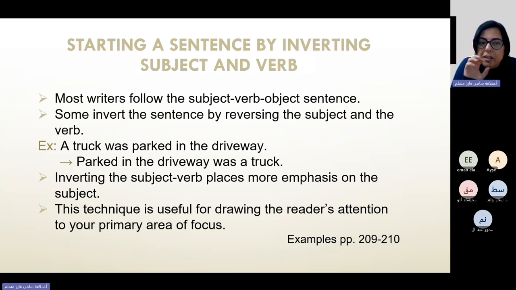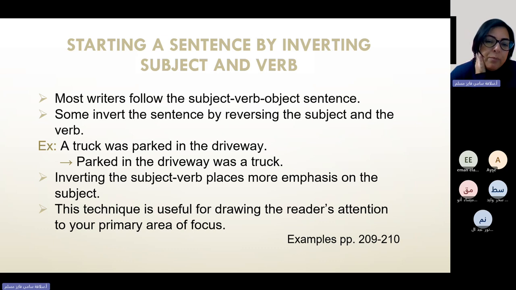When do we use this? In things that have action, okay? When we say parked in the driveway was a truck, okay? So inverting the subject, verb, place gives more emphasis on the subject. This technique is useful for drawing the reader's attention to your primary area of focus. Who is important here? The truck that was hidden in the driveway, okay?